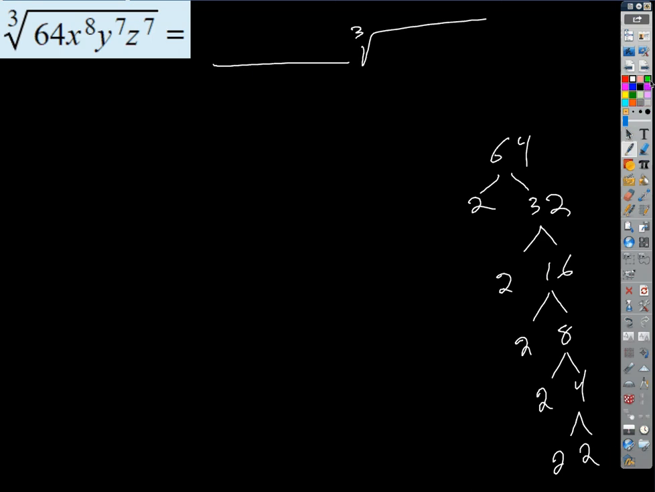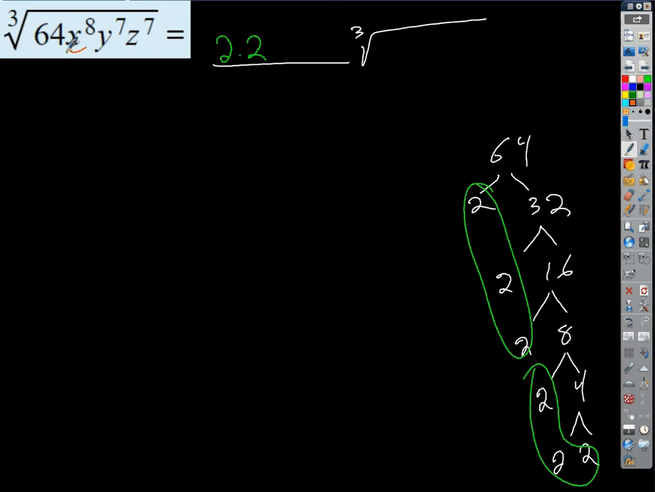So we're looking for triples, right? So we get a triple 2 and another triple 2 and nothing else. So what's going to go outside then? 4. 2 times 2, right? Right, that's true, but the cube root of 8 is 2, in other words. So we're going to multiply whatever we get a triple of, that's going to be something that goes out, right? So outside, we're just going to get 2 times 2. Inside, we get nothing. The rest of it is easy.